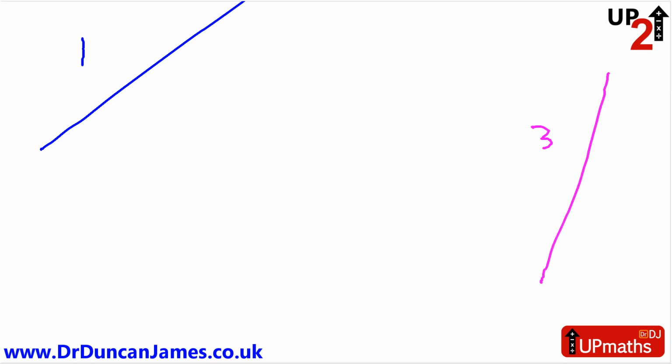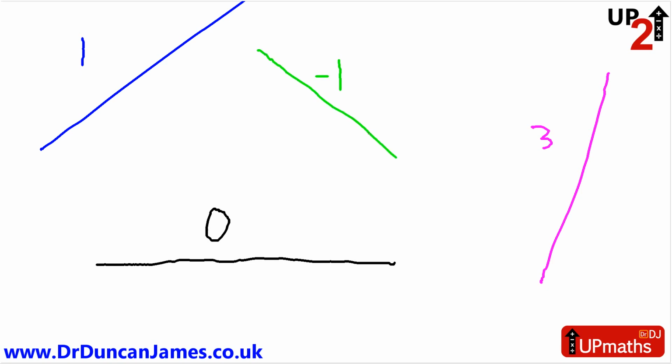Let's just do a quick run through of loads. What about a gradient of 1? Looks like that. What about a gradient of 3? That'll be really steep. What about a gradient of 0? That'll be flat. What about a gradient of -1? That'll be going down. What about a gradient of -1/2? That'll go down, but not so steeply.